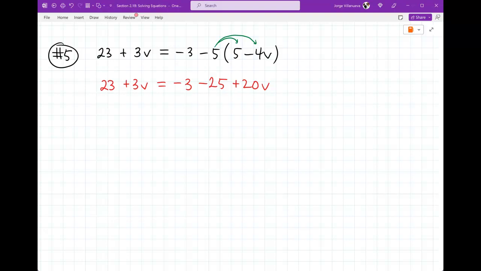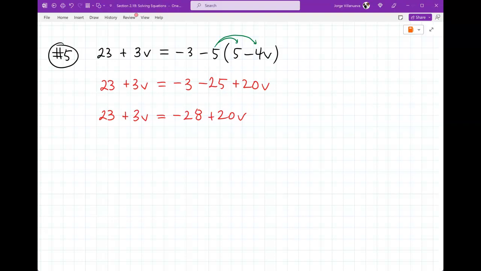Now I see on the right side that I have two normal numbers, so let me combine those first. Okay, again, I'm taking all the steps, so if you don't need to take all these steps, that's okay. You take as many steps as you want. Just make sure you're getting it right. So there you go. I combine negative 3 minus 25. That gives me a negative 28.